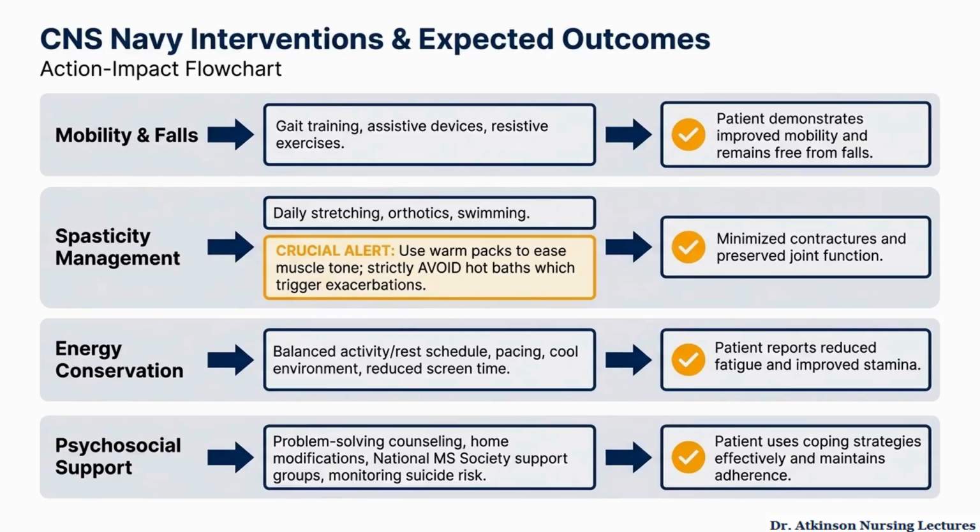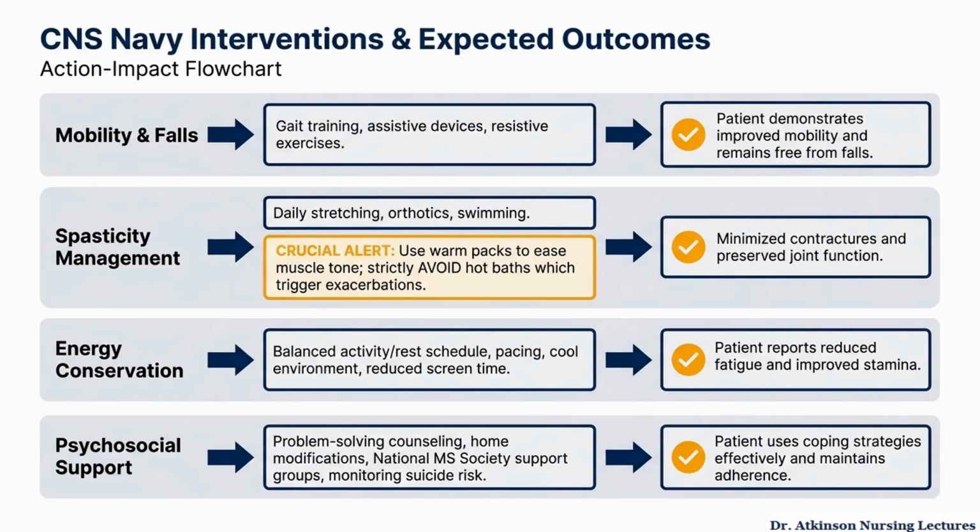Nursing interventions in MS focus heavily on preserving function and preventing complications. For mobility issues, gait training, assistive devices, and strengthening exercises can improve safety and reduce falls. Spasticity management includes stretching, orthotics, and muscle relaxation strategies. A very important teaching point is that heat can worsen MS symptoms, so patients should avoid hot baths and overheating.